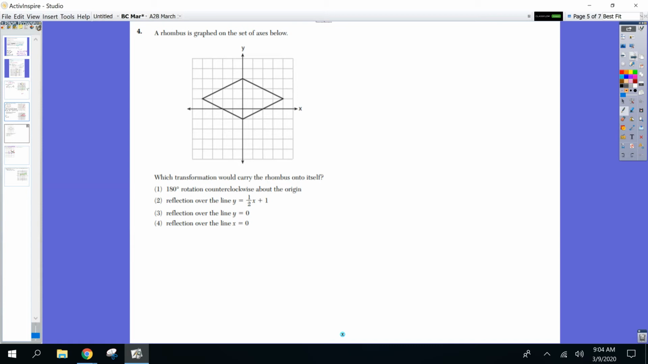What transformation could I do that carries it onto itself? Just a quick little vocab here: onto itself means which one of these four could I do, and you get that same rhombus back, same coordinates. The coordinates go somewhere, but at the end, you're still left with this rhombus. So that's what onto itself means: you get the exact same thing you started with. All right, let's go through number 1 first.